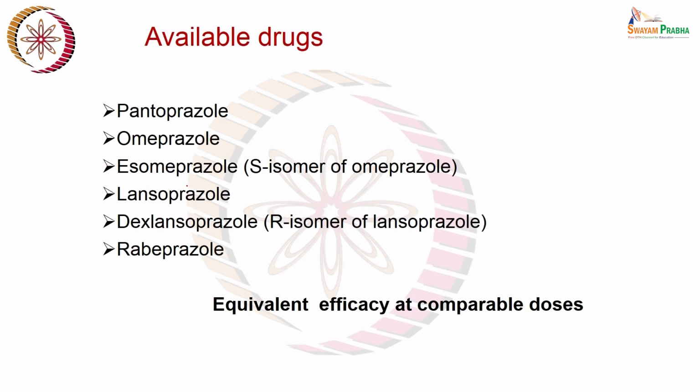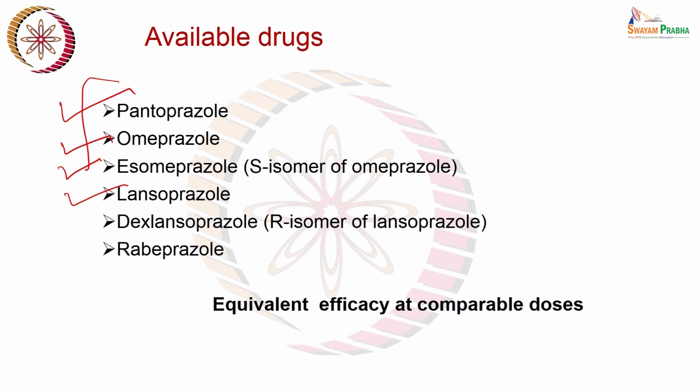Now, these are the proton pump inhibitors. Pantoprazole is one of the most commonly used, omeprazole, esomeprazole, lansoprazole, dexlansoprazole, rabeprazole. Now, all these prazoles or proton pump inhibitors are not significantly different in their therapeutic efficacy, but these are all available with minor differences.